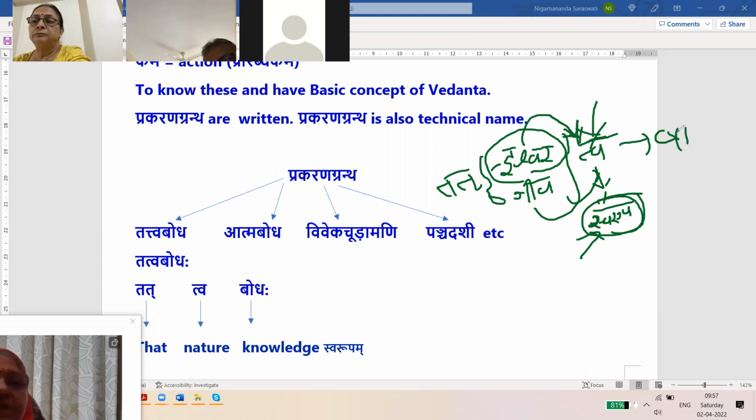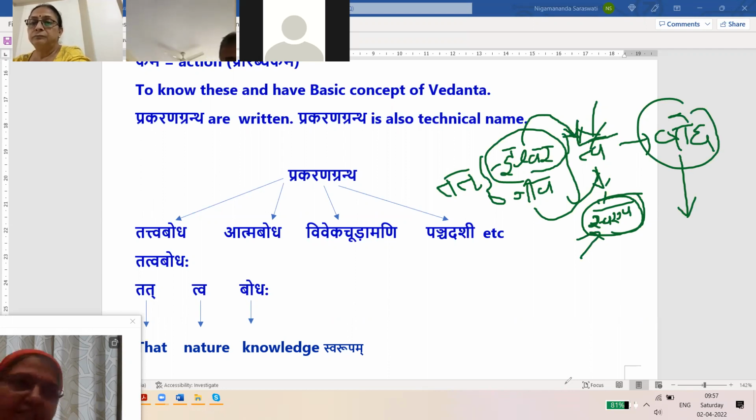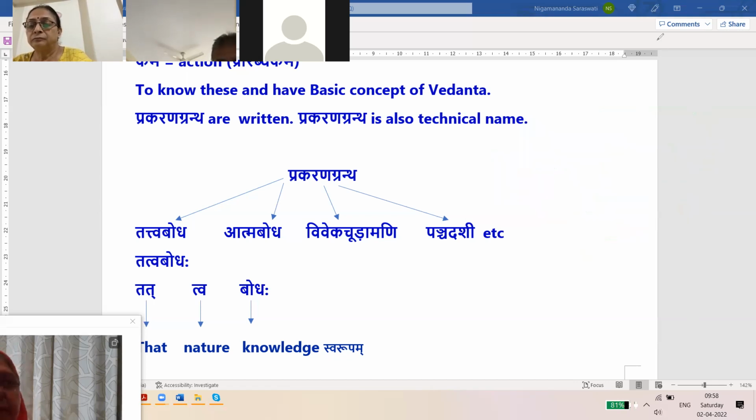To know this is called Bodha, knowledge. So in this text we will study that Tat means either Ishvara or Jiva, Tva means Swarupa, Bodha means knowledge. Generally they put it as the truth of the self, but Tva means Swarupa. All this detail we will see tomorrow.